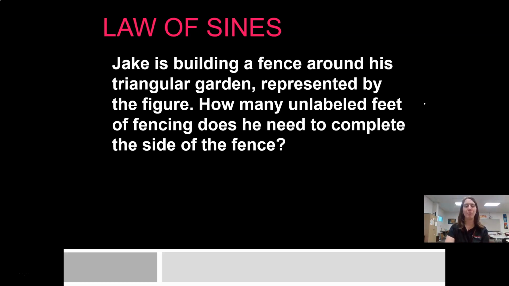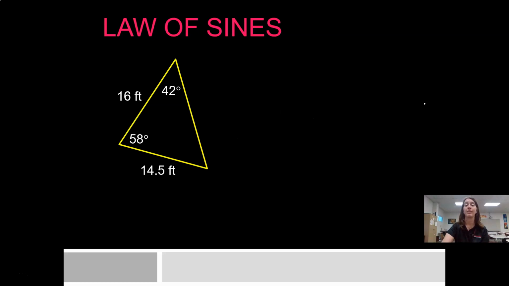How many unlabeled feet of fencing does he need to complete the side of the fence? So that means one of the sides is missing. That's our job to find that one missing side in our picture. Okay, so here's the picture that they gave to us. Notice in the question, we have this side of 16, we have this side of 14.5, but there's one side that is unlabeled. That is the piece that we are looking for in our question.